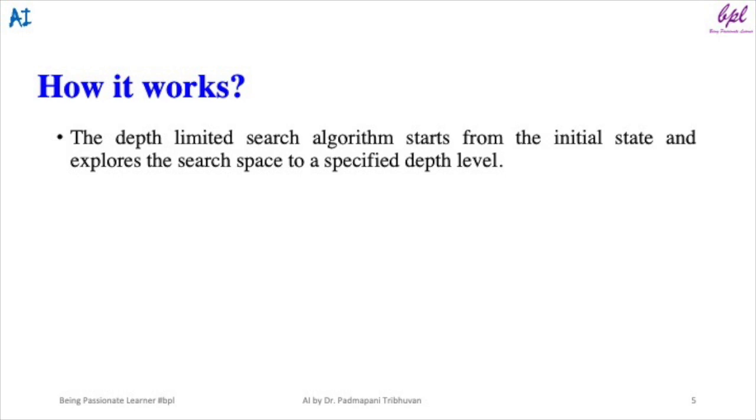The basic difference between DFS and depth-limited search is that DFS doesn't have a depth limit L for searching, whereas depth-limited search has a depth limit L. Because of this, depth-limited search searches only up to the depth limit L. Successors of nodes at depth L are never visited in depth-limited search.